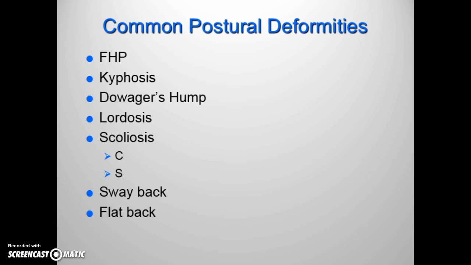Some common postural deformities include forward head position, kyphosis, a dowager's hump, which is an anterior wedging of the thoracic vertebral bodies, and this is usually secondary to degenerative changes in osteoporosis. It's also lordosis, which is an increased anterior curvature of the spine, scoliosis, which is a lateral curvature of the spine, and we will talk later about sway back and flat back.